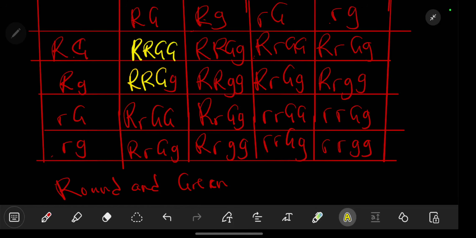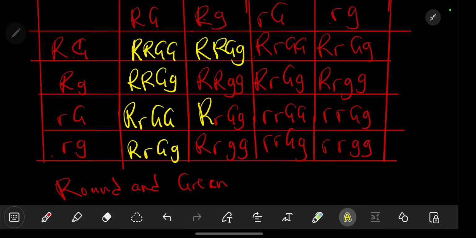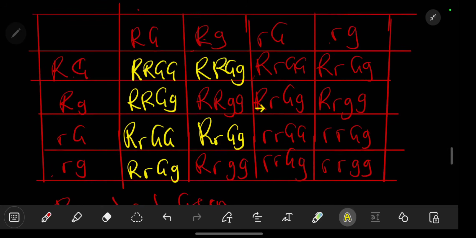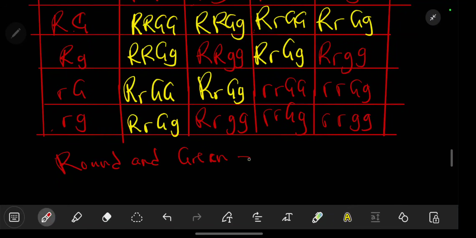So we have number 1, number 2, number 3, number 4, number 5. This is not number 6 because these are 2 small letters. So we are first looking for at least one big R, at least one big G. So we are 1, 2, 3, 4, 5, 6, then 7, 8, then we have 9. So these are the only places. So we are going to have our 9 there.